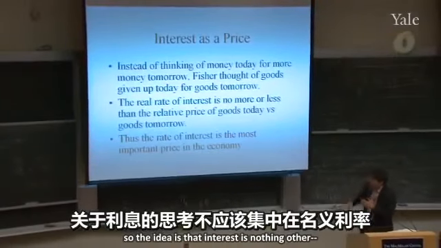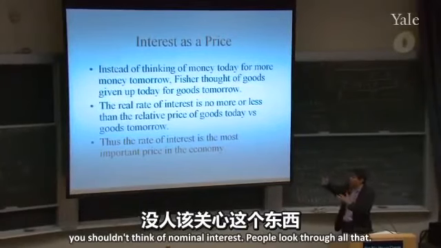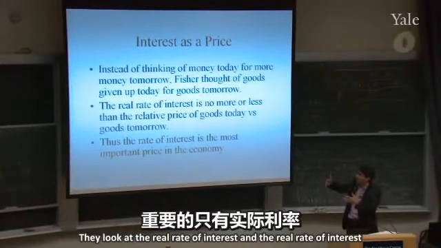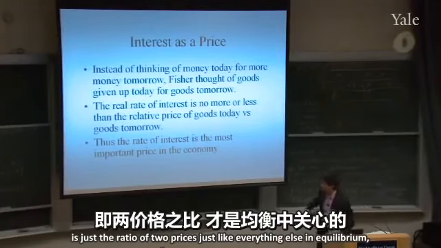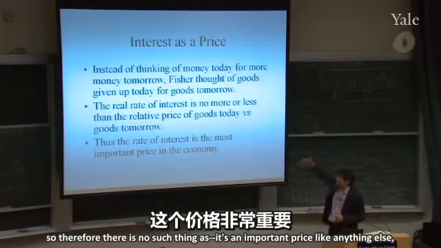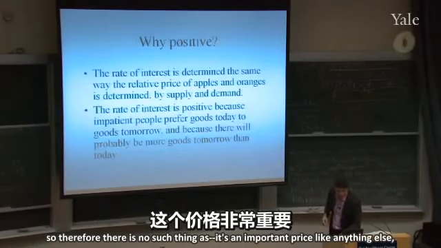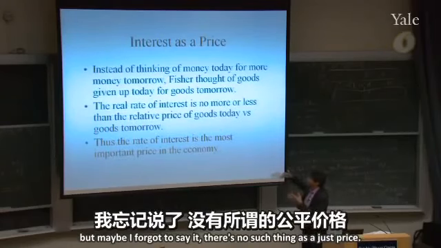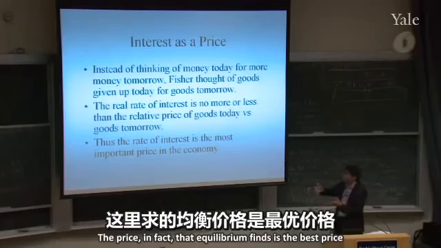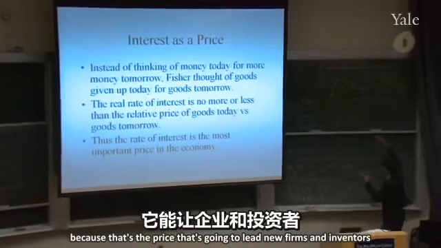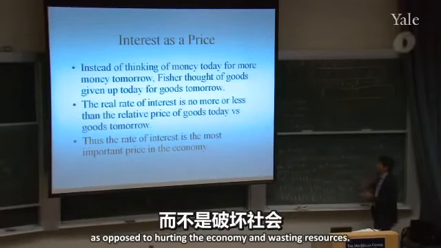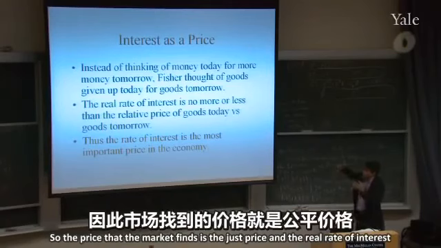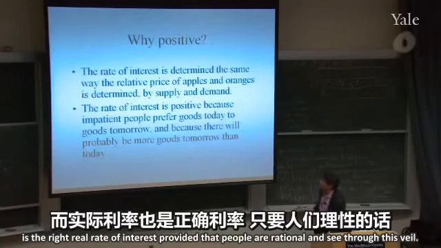So the idea is that you shouldn't think of nominal interest. People look through all that. They look at the real rate of interest. And the real rate of interest is just the ratio of two prices, just like everything else in equilibrium. So it's an important price, like anything else. But maybe I forgot to say it: there's no such thing as a just price. The price that equilibrium finds is the best price, because that's the price that's going to lead new firms and inventors to use technologies that help the economy as opposed to hurting the economy and wasting resources. So the price that the market finds is the just price, and the real rate of interest is the right real rate of interest, provided that people are rational and see through this veil.